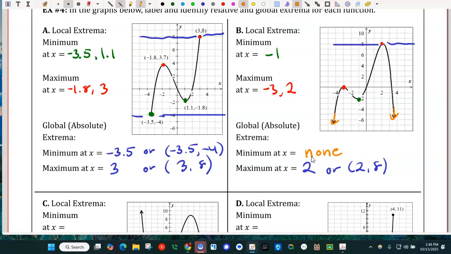The lowest places on this graph are going to be when it goes to negative infinity, but we are not allowed to use that as a number, so we just say none. So we'll say it does not have a global, but it does go to negative infinity forever. All right, not too bad. Try C and D. See if you can do some of that on your own this time.